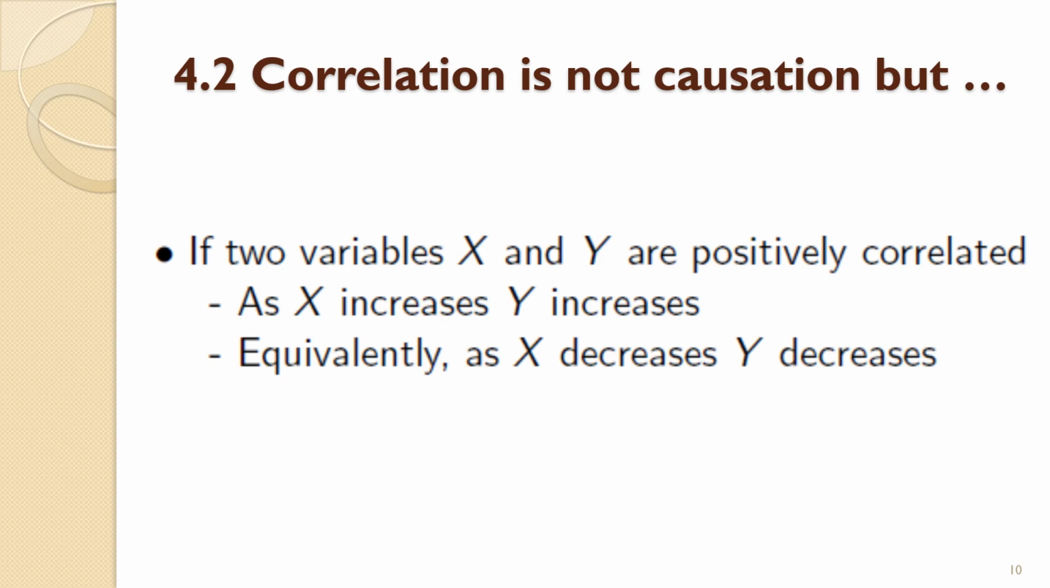Technically speaking, correlation is not causation, but the basic idea is as follows. If two variables x and y are positively correlated, then as x increases, y increases. Equivalently, as x decreases, y decreases. You will have seen versions of this in high school maths before, so what I want to get across to you here is that although regression is a serious subject, its roots are fundamental and a repetition of some material from high school maths.